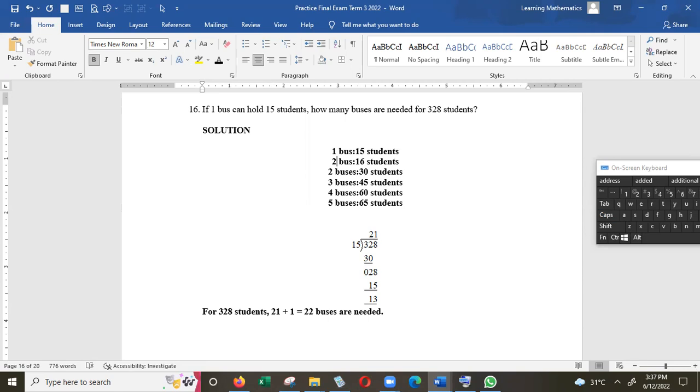So it's the same concept. The remainder goes on an extra bus. So for 328, you need 21 plus 1, 22 buses.